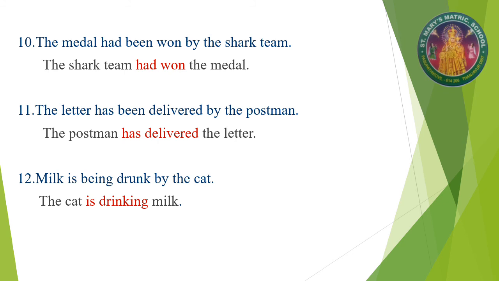Now see the 12th sentence. Milk is being drunk by the cat. Now split the sentence. Milk is a subject, is being drunk is a verb form, remove the by, the cat is an object. Bring down the cat here and see that the verb form is being drunk. Being, it's also a present continuous. Okay, remove the being and write the auxiliary as it is. Then drinking, bring down the subject as object here, milk. Okay, understand?